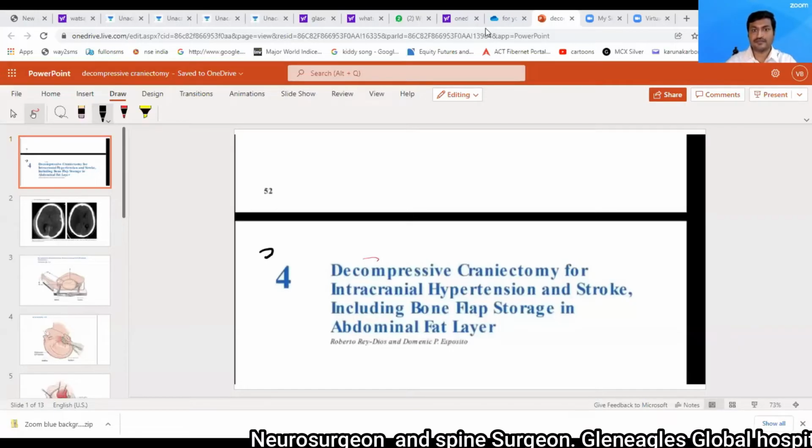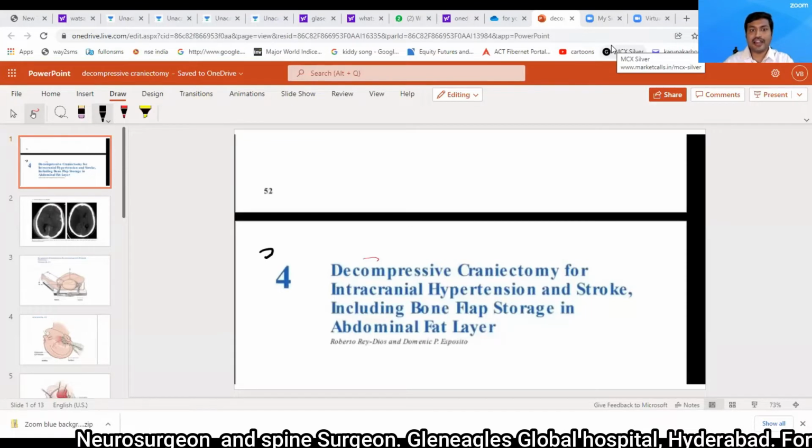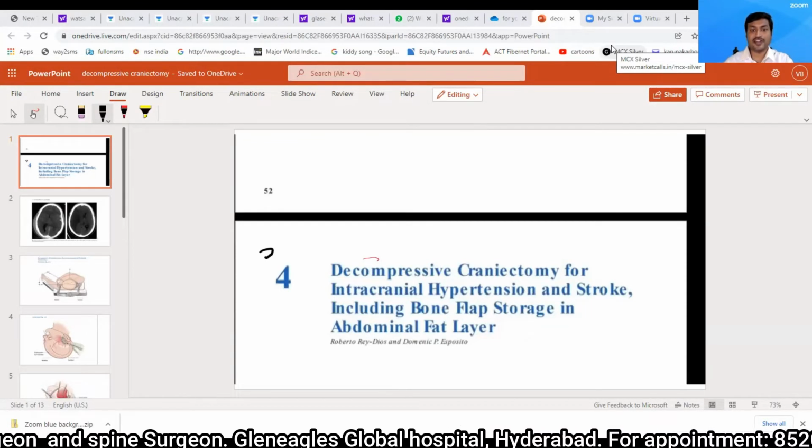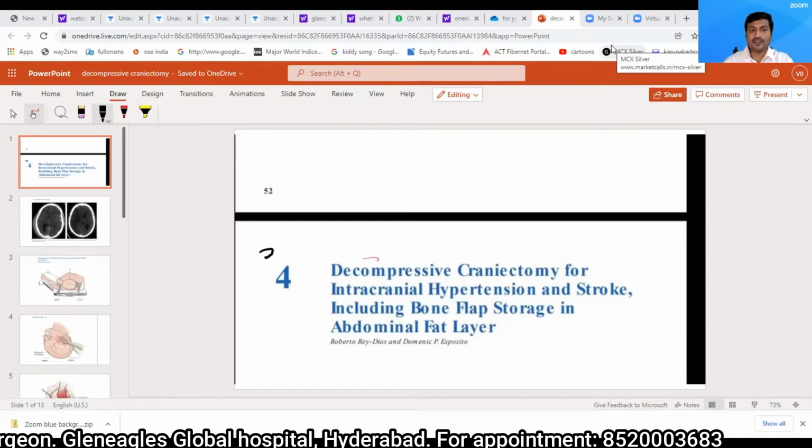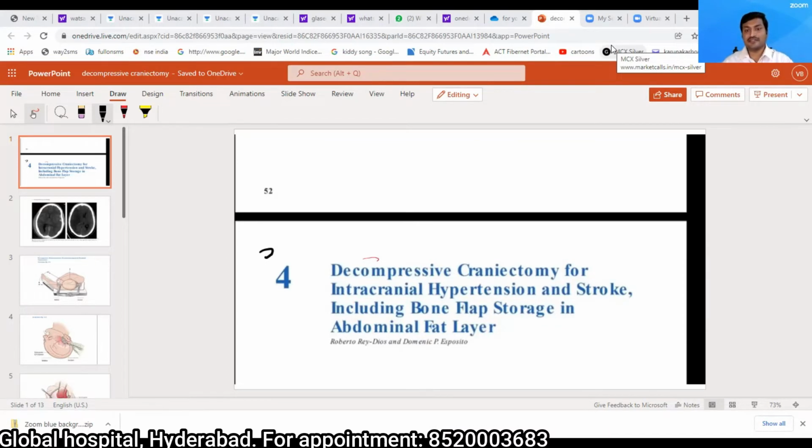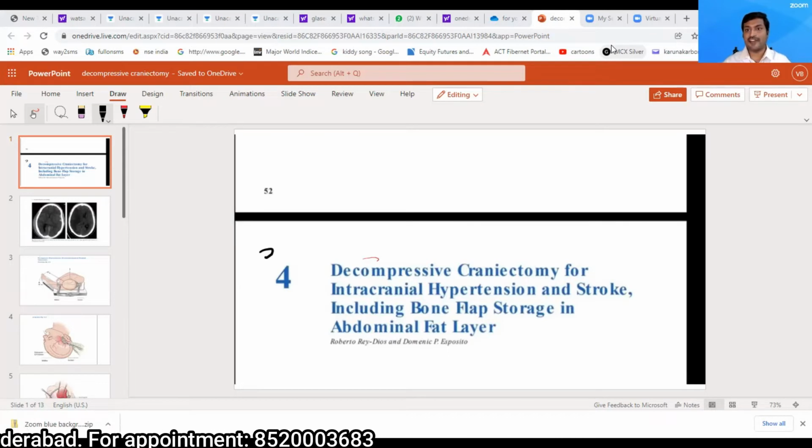In this particular session, let us speak about decompressive craniectomy for various neurosurgical emergencies. Okay, without wasting much of our time, let us directly delve into our topic, decompressive craniectomy. So let me start sharing my PowerPoint. So I'll be speaking regarding decompressive craniectomy for intracranial hypertension, stroke. I will also discuss regarding storage of the bone flap in the abdominal fat layer. So let me start the presentation.